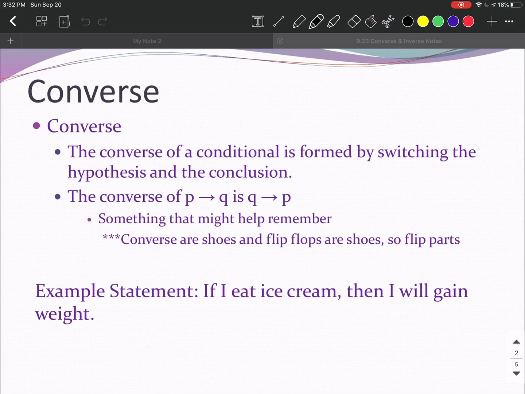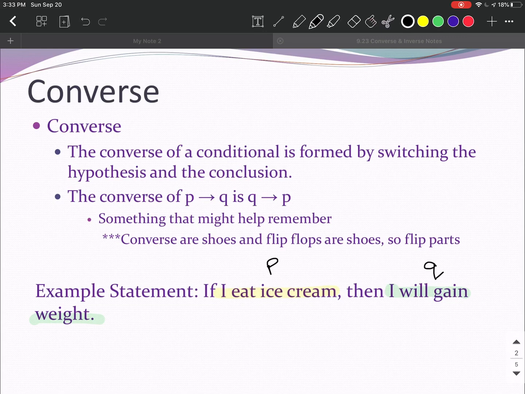Something that can help us remember this is think of Converse are shoes and flip-flops are shoes, so flip parts. So all I'm going to do is flip the P and the Q. So with my example statement, if I eat ice cream, then I will gain weight. So what we want to do is mark our hypothesis, which will be I eat ice cream. And then we want to mark our conclusion, which is I will gain weight. So this is P, this is Q, and all I will do now is flip them.